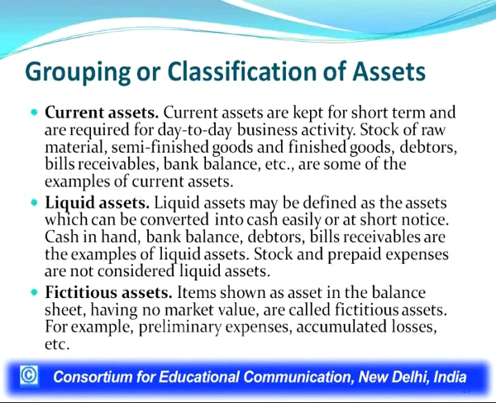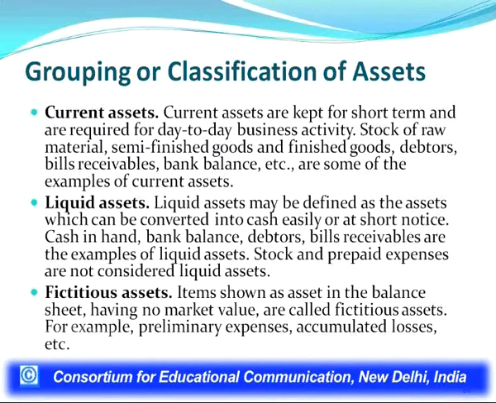The other category of assets are current assets. Current assets are kept for the short term and are required for day-to-day business activity. For example, stock of raw material, stock of semi-finished goods, stock of finished goods, debtors, bills receivable, bank balance. These are the examples of current assets, because they are held by the firm not more than 1 year. Even some assets may be converted into cash within a month or within a few months.